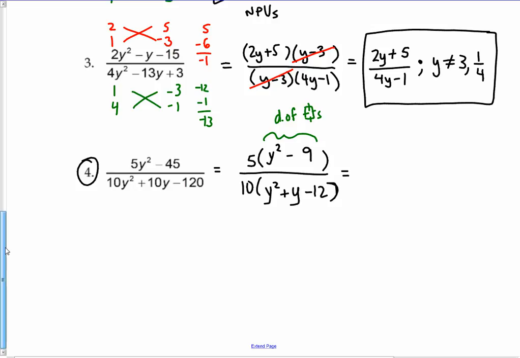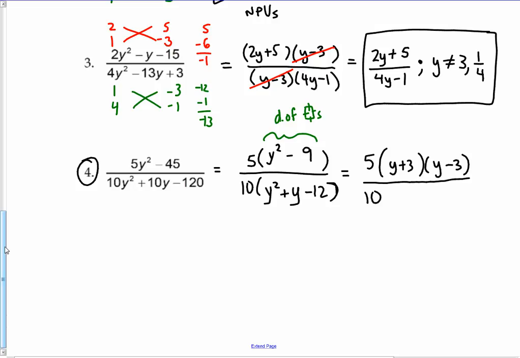Okay. Just factoring 10 out. Not that hard. Okay, so the numerator becomes 5 times what? You said it already: y plus 3 and y minus 3.